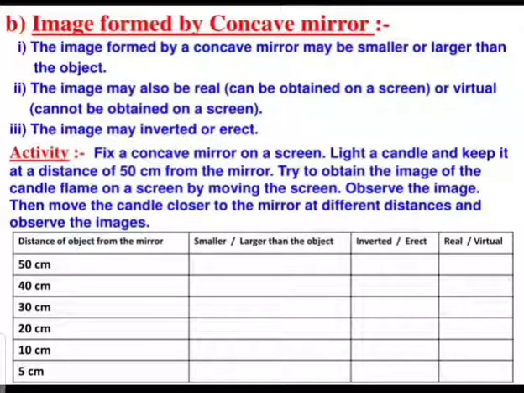So here, what you have to do? You have to do an activity to find out what kind of images are formed with the help of a concave mirror by changing the distance of the object from the mirror. Then you will come to know whether the image is larger, smaller, erect, inverted, real or virtual.